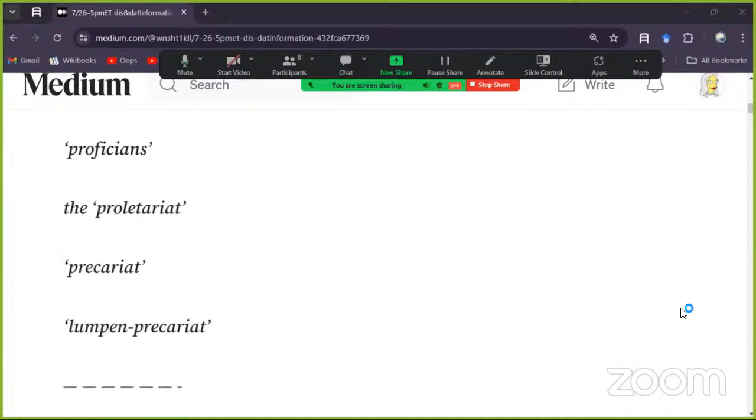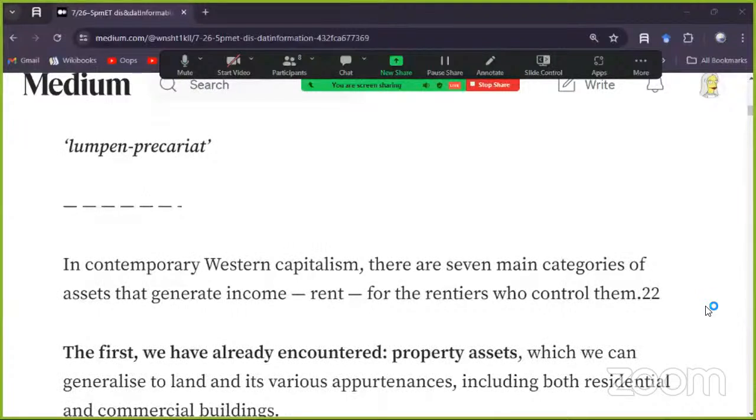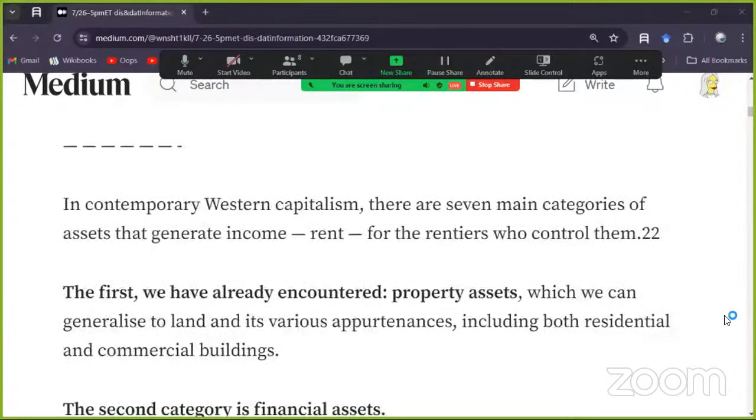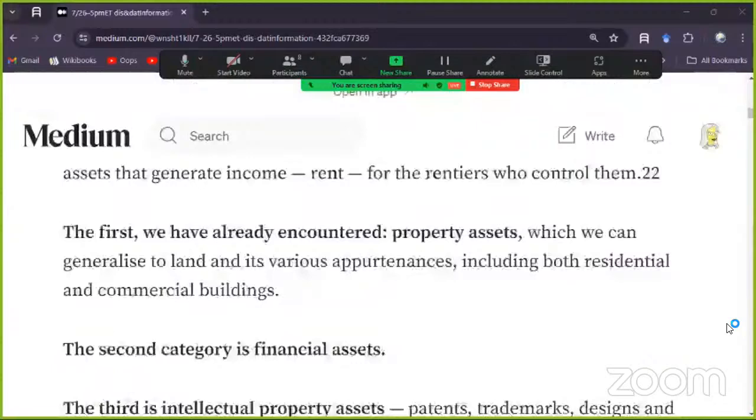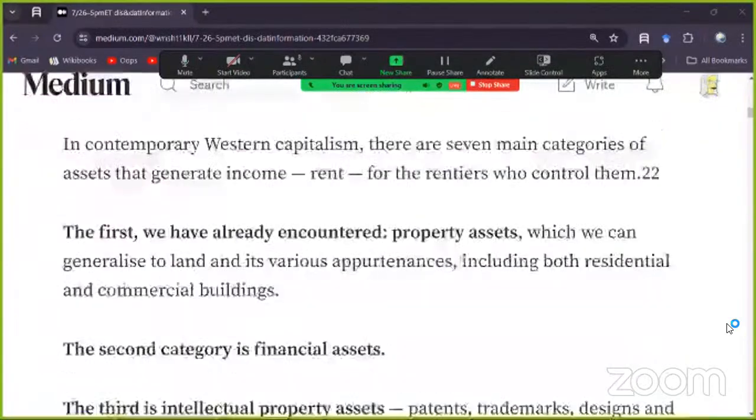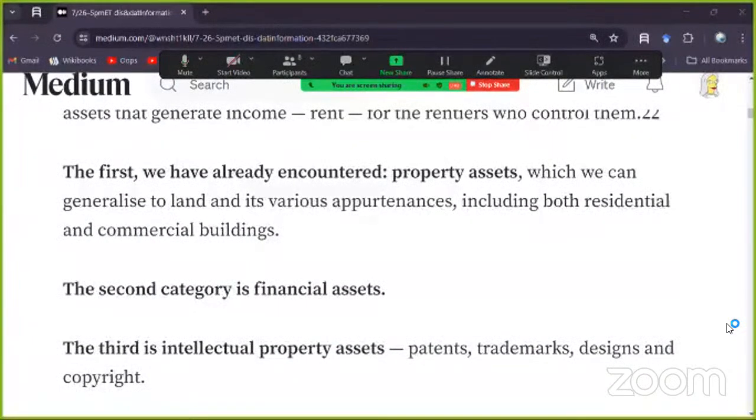And particularly being rentiers allows us to see how some of that operates, particularly in the case of urban cultures. In contemporary Western capitalism, there are 7 main categories of assets that generate income, that is rent, for the renters who control them. And so there are these underlying asset categories. The first one that we were talking about the last couple of days is property assets, which we can generalize to land and its various appurtenances, including both residential and commercial buildings.